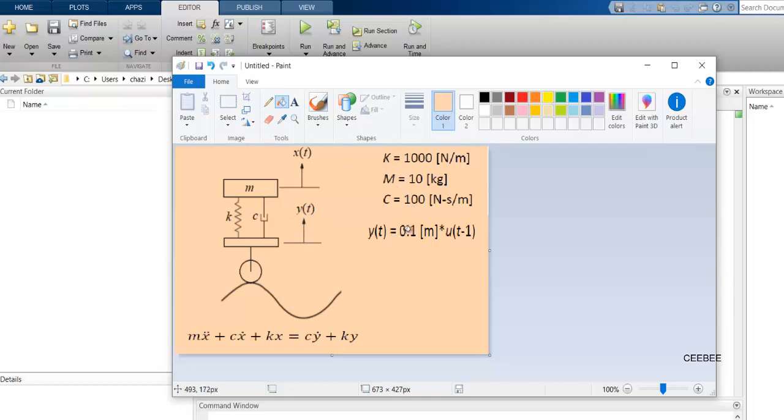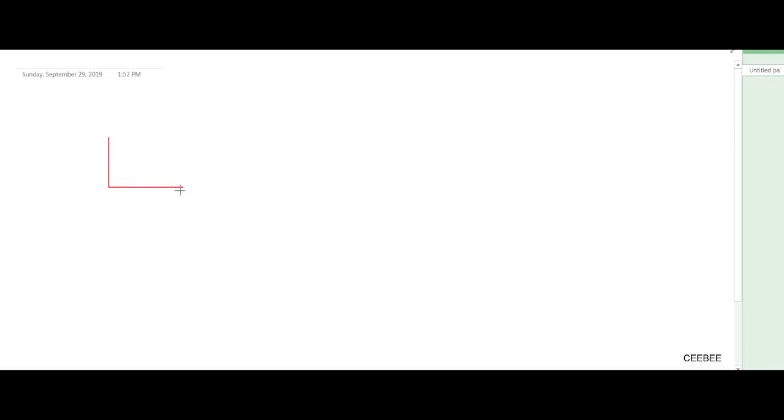You're going on a bumpy road, and there's some excitation y function, which is a step function, 0.1 at 1 second. The amplitude is 0.1, before that it is 0. And we're trying to figure out the mass position, which is the x value. We'll go over the finite difference method real quick.